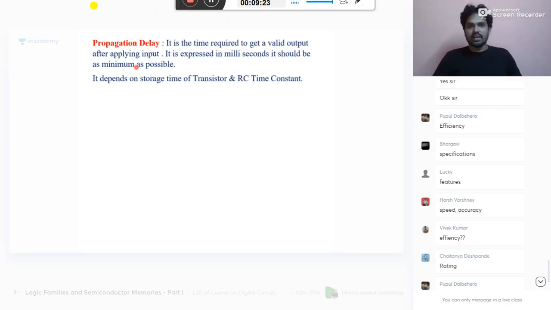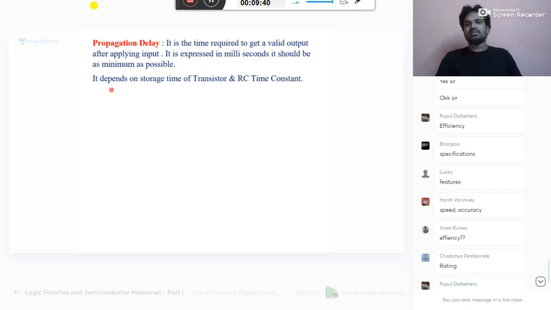What is propagation delay? It is the time required to get a valid output after applying the input. It is what we call propagation delay of the gate. It is expressed in milliseconds. It should be as minimum as possible. Delay should be as low as possible.